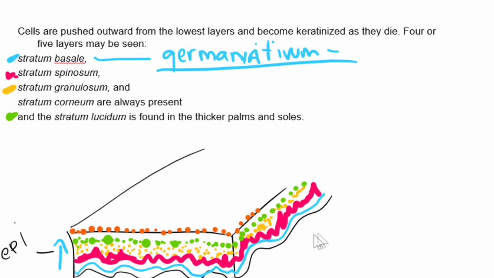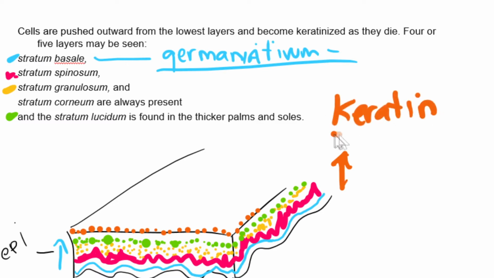Now as they grow, these cells lose their nucleus and their ability to regrow and repair, and they become keratinized. Keratin is a protein that is waterproofing. So you get rid of the other organelles and you start developing keratin. That's how this thing goes.